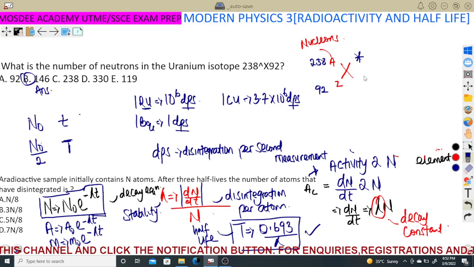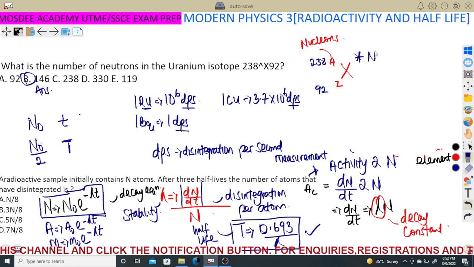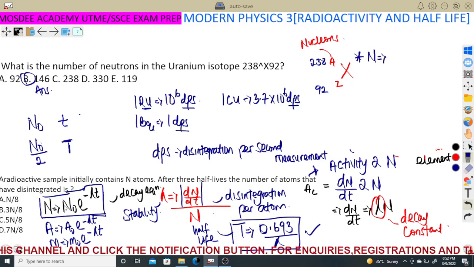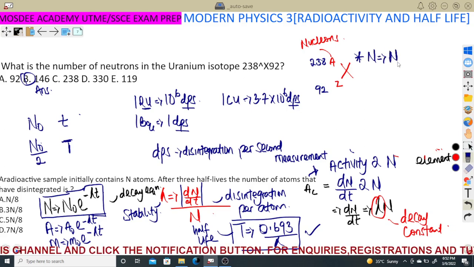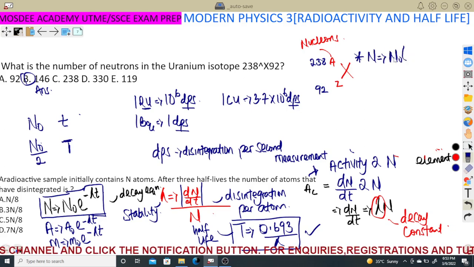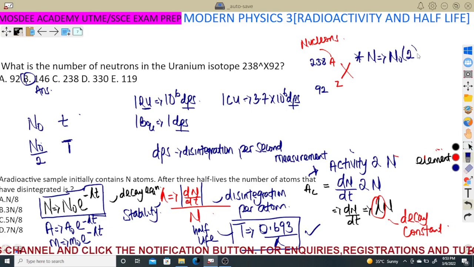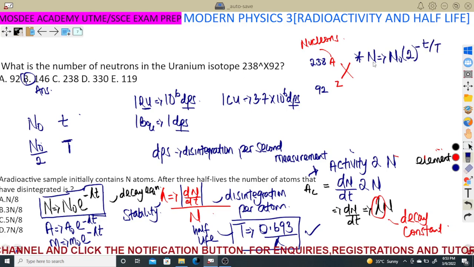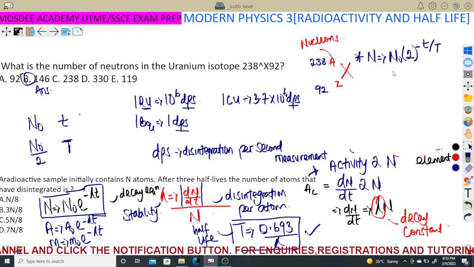Important: if it is in terms of the number of elements in terms of half-life, this particular equation is N naught. I derive all these things on my channel, but for now you just need to write it so that you can apply it whenever you need it. So N is equal to N naught, open bracket, 2 raised to power minus small t by capital T. Capital T, you know, is the half-life.